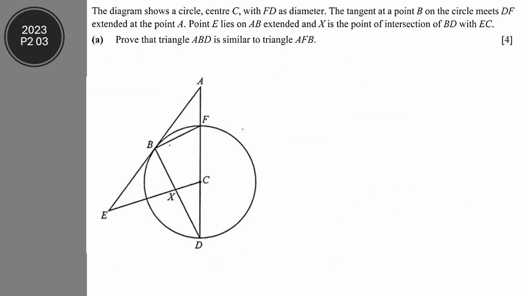Right, so we come to the last question. The last question is a very recent year question. It's in 2023, paper 2, question 3. So you're given a circle and a tangent line and also FD being the diameter. If you're told that FD is the diameter, what's the concept that you can think of?